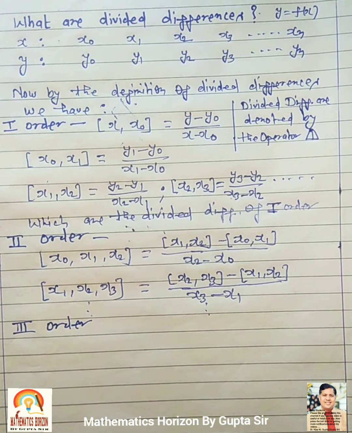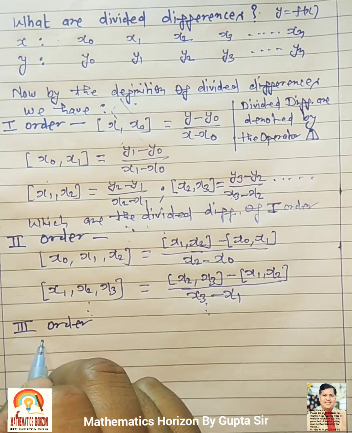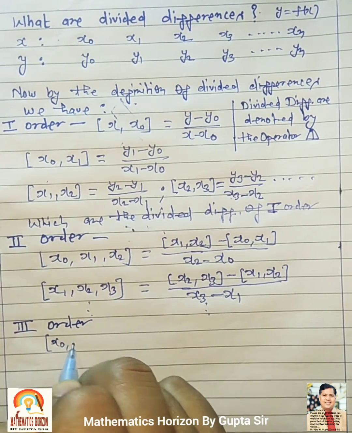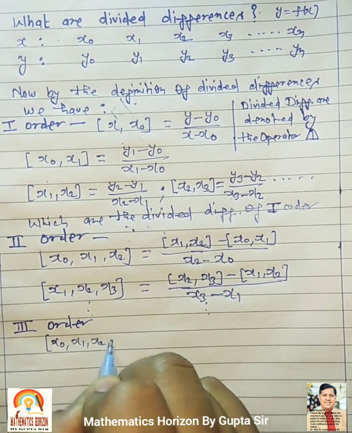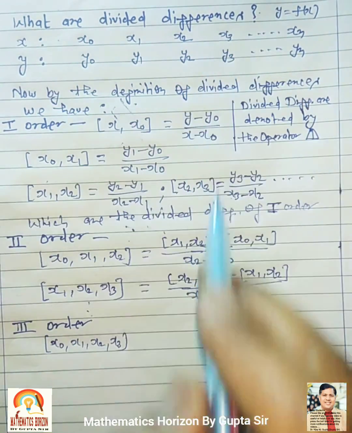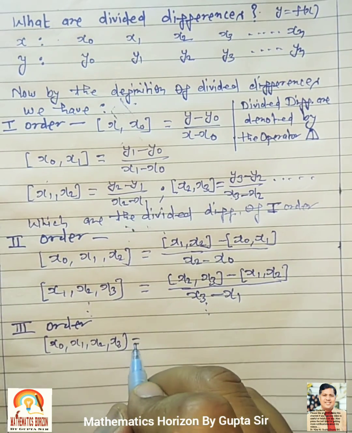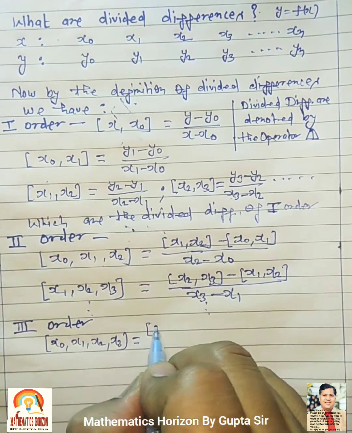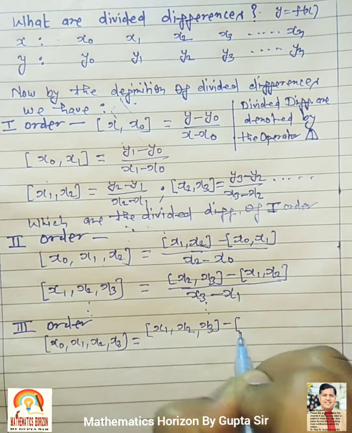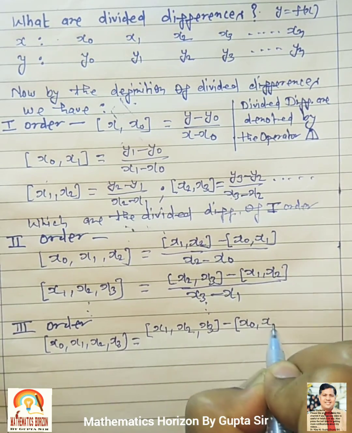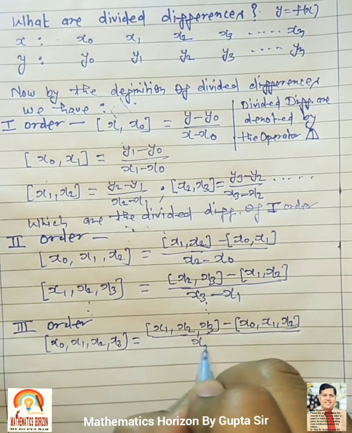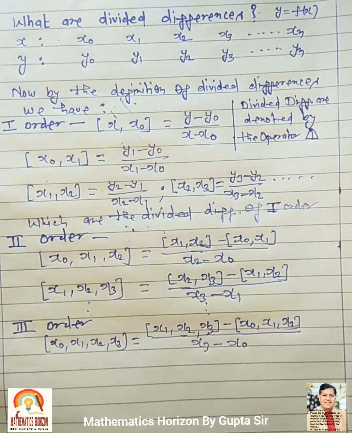Third order means we have to take four terms simultaneously. That is, suppose it is x0, x1, x2, x3. We have to take these four terms together for third order divided differences. This is equal to [x1, x2, x3] minus [x0, x1, x2] upon x3 minus x0. Okay.